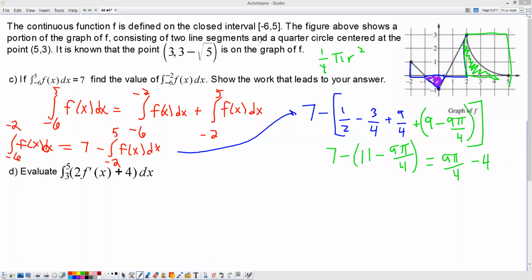Why would I have to switch the 5 and the -2, Chen? There's no reason to do that. From -6 to -2 and -2 to 5 encompasses everything from -6 to 5. And going from -2 to 5 is going from left to right. So that's the way it should be. I shouldn't flip it.